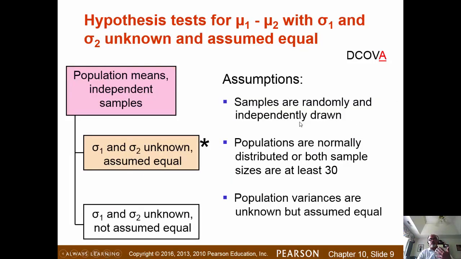So here let's look at the underlying assumptions for this t-test when the sigmas are unknown but assumed equal. Samples are randomly taken, and the populations are normally distributed, which means that the sample sizes must be greater than or equal to 30, in which case the central limit theorem will kick in, and it doesn't matter what the population probability distributions are. You can assume the x bars will be normally distributed if the sample sizes are large, that is at least 30. But if it is less than 30, then you have to assume that the two populations themselves are normally distributed. And of course, in this case, we are assuming the two population variances, which are unknown, are assumed to be equal.